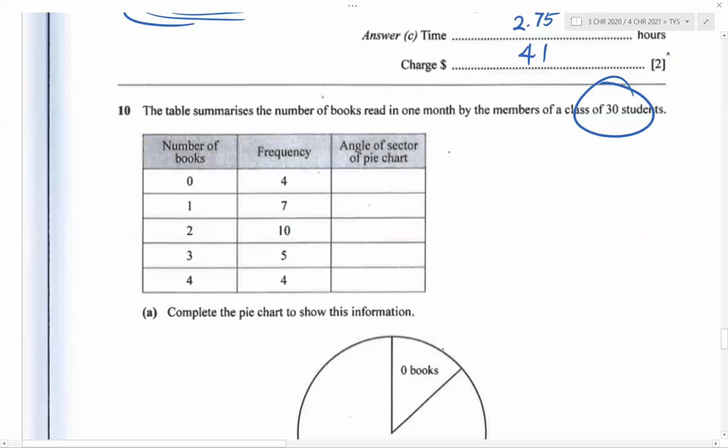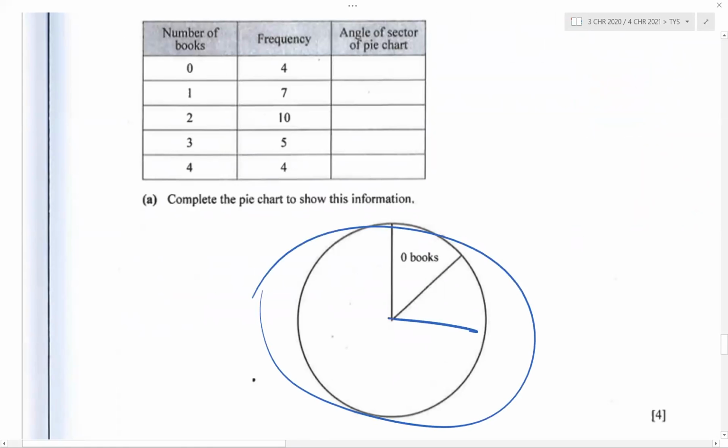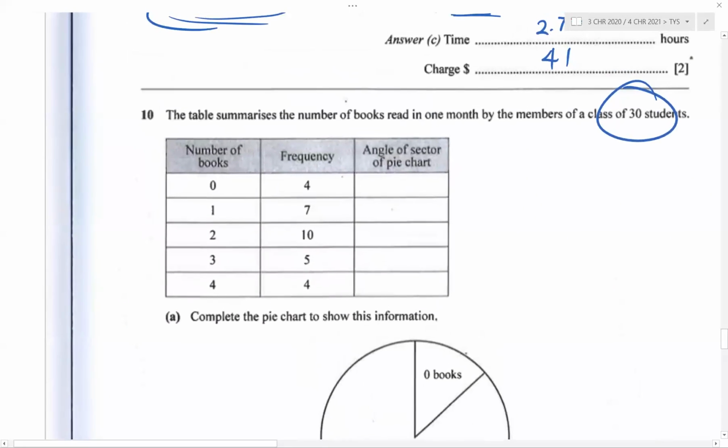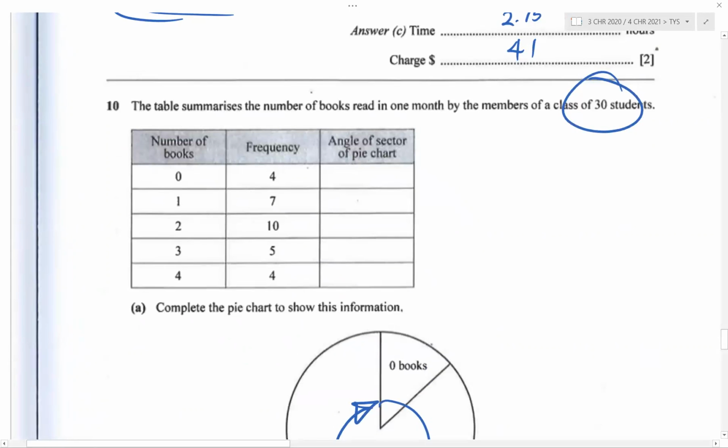Now, what is the angle of the sector of the pie chart? This is a pie chart. We are going to be drawing 0 book, 1 book, 2 book, depending on the angle. Okay. So in a complete cycle, we have a total of 360 degrees. How are we going to portion this 360 degrees? How are we going to cut the 360 degrees to show the data over here? Divide by what? It depends on the number of students. It depends on the number of students who read the number of books.